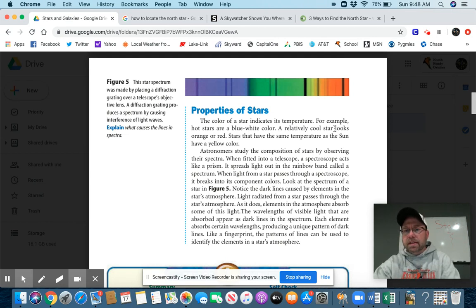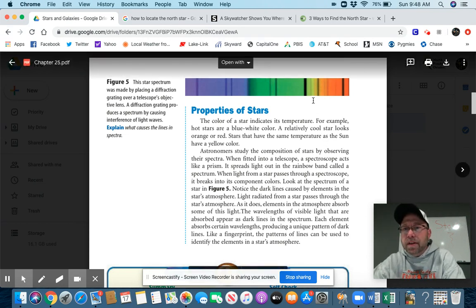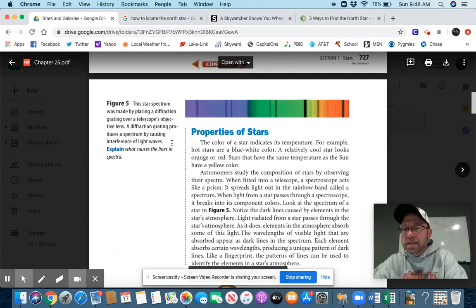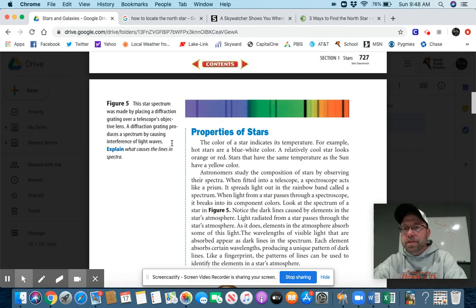Doesn't really make sense. The sun is right over here in the yellow. And here's what you need to understand about the sun, which I'm going to fill you in more on tomorrow. It's average. It's not hot, it's not cold, it's not big, it's not small. It's just really close to us, and it gives us everything we need to live.